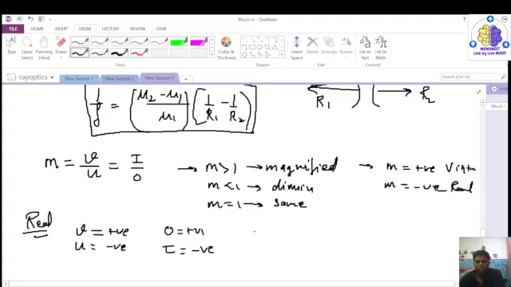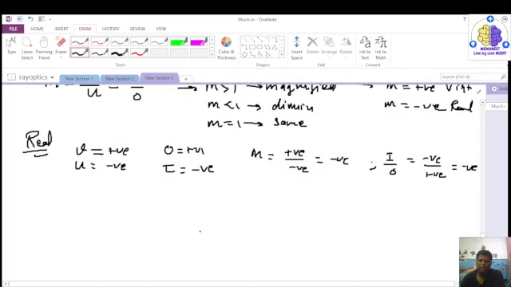So using the formula, m is equal to v upon u, v is positive, u is negative, so we get negative. This is for v upon u, and if we use i upon o, i is negative, o is positive, so again we get negative. So for the case of a real image, we get magnification as negative.